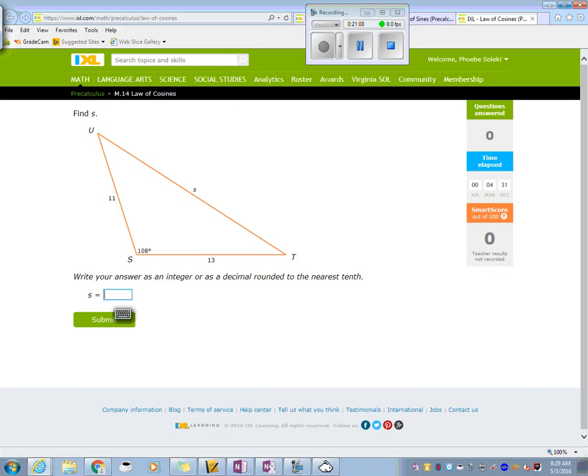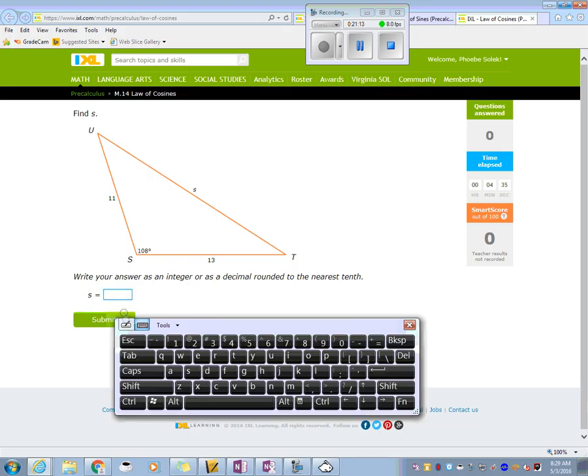Yep. It's not 119.5. That would not give me the right thing, would it? Say it again. This one didn't give us enough information to use sine. You need at least 2 angle measures to do sine. This one only gave us 1 angle measure.